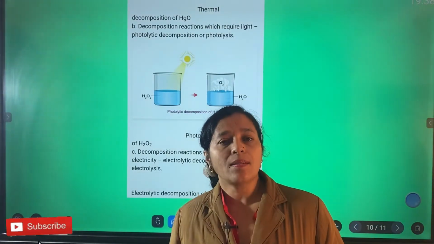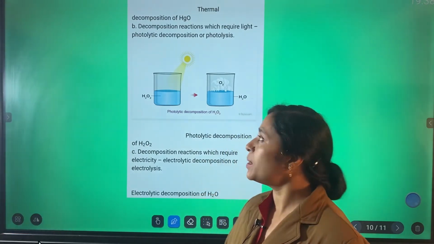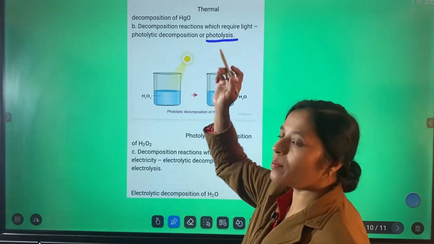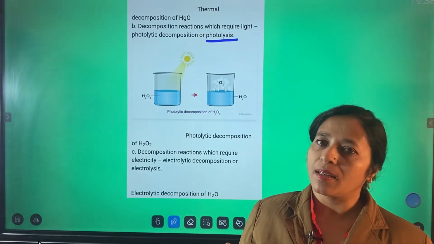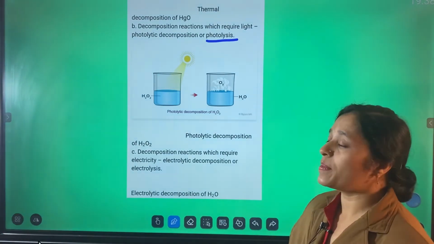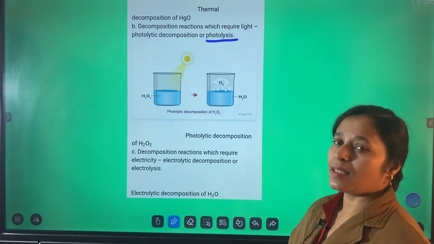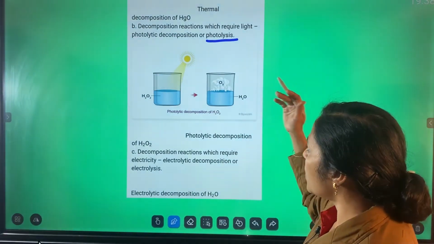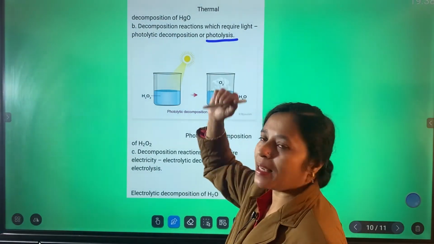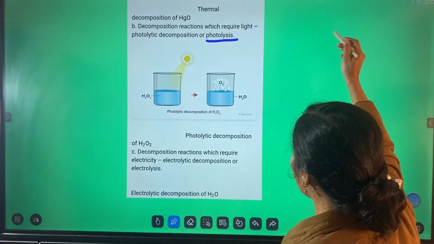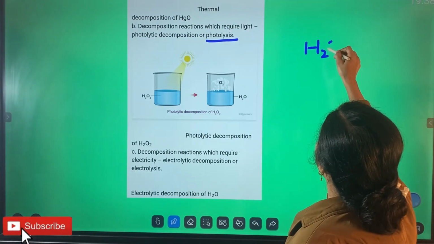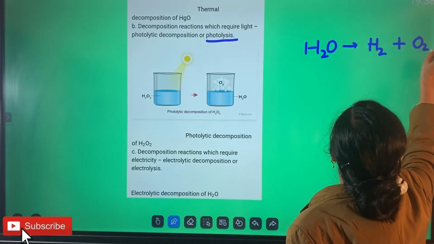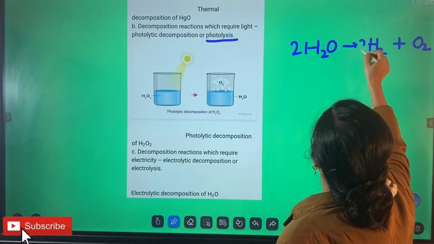Decomposition reaction may be of different types, like thermal, and another reaction is photolysis. Photo means light and lysis means break. So whenever a substance breaks up in the presence of sunlight or light, it is known as a photolytic reaction or photolysis. So here you can see, in the presence of sunlight, this is water and it is broken up into hydrogen and oxygen. You can just balance it.